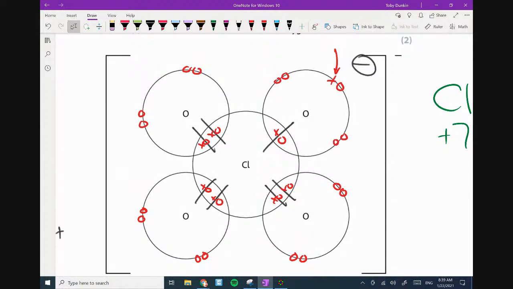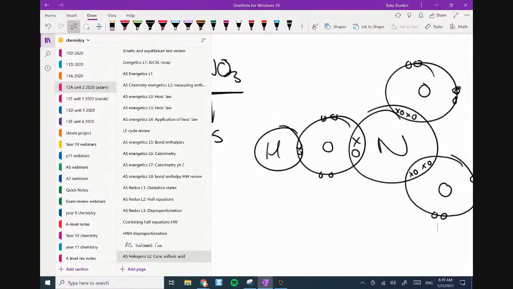Is there any way of knowing which oxygen will not have two bonds? No, because it doesn't matter. You wouldn't be able to tell the difference between one oxygen and another. So yeah, I get you.